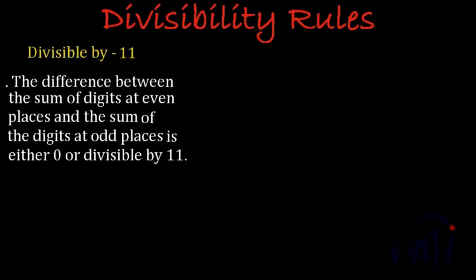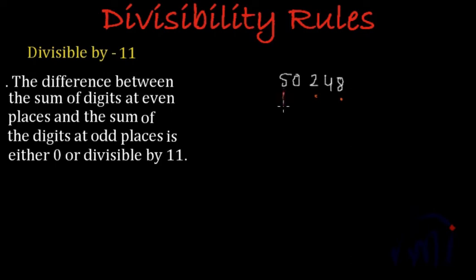So suppose we have a number like 50,248. It is a big number, so we have to check its divisibility, right? So what is the first step? First step is we have to identify the digits at even places and odd places, right? So if I start counting from the rightmost side, this 8 will be at odd places. It is the first place. Then this is the third number, and this is the fifth number, right?